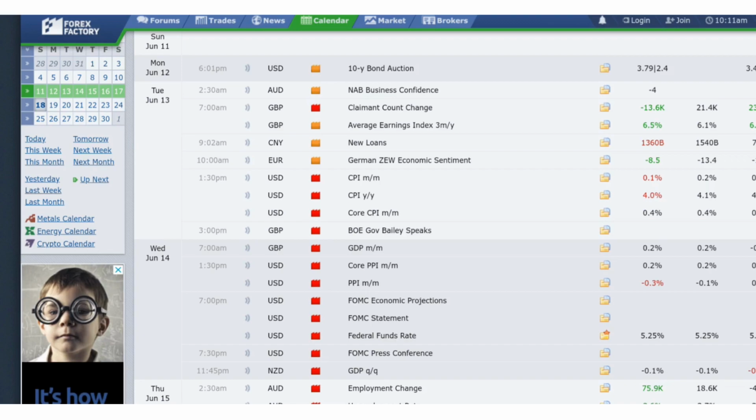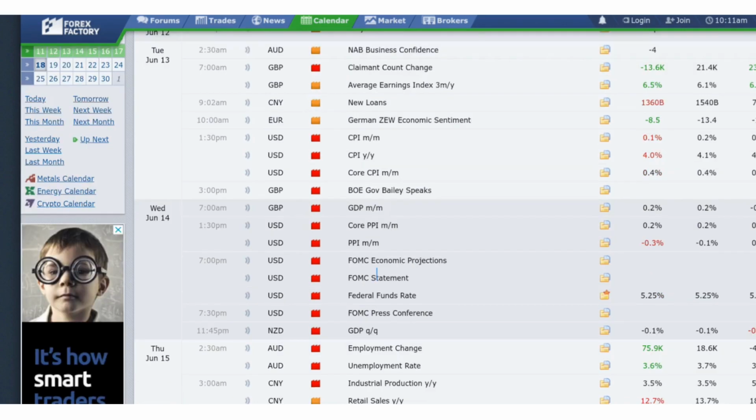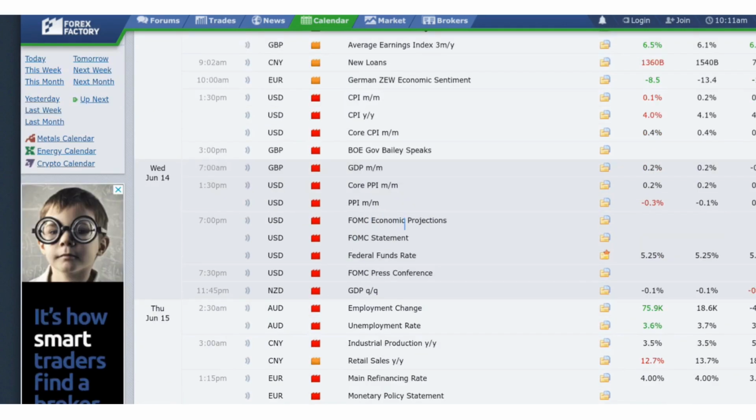On Wednesday we had the GDP of the pound, which came out as expected. On Wednesday also we saw the US CPI. The month-over-month core CPI came out as expected, and the PPI, the producer price index, came out as expected also. But the core PPI came out as expected, while the PPI came out below expectation. So with all this catalyst last week, the US dollar declined from the top, which made it weak.